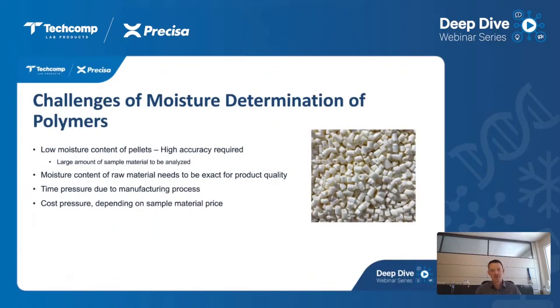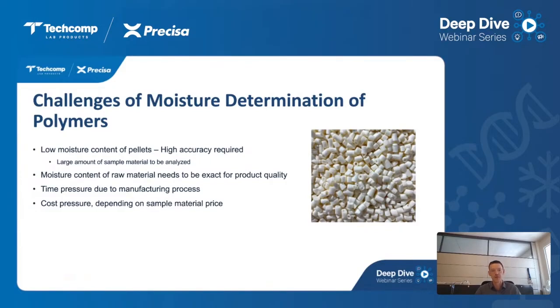Now we will focus on the polymers, which are usually a challenge to analyze. This is due to the low moisture content of the pellets. Plastic or polymer is usually hydrophobic, so it does not absorb moisture. Therefore, a moisture analyzer with high accuracy is required. Another point is that usually large sample amounts need to be tested to get reliable results.